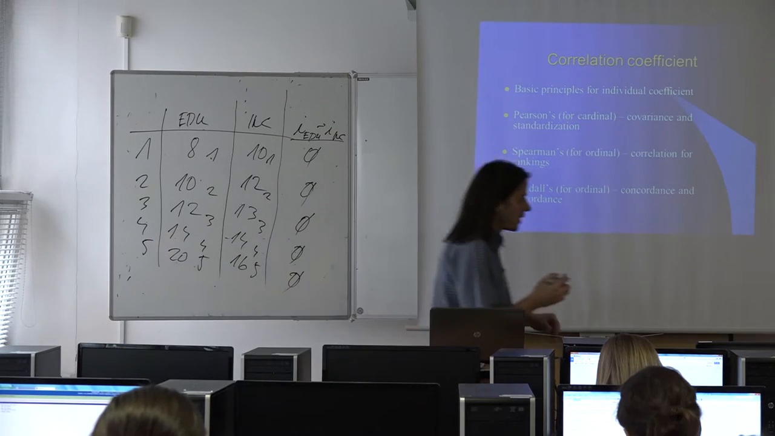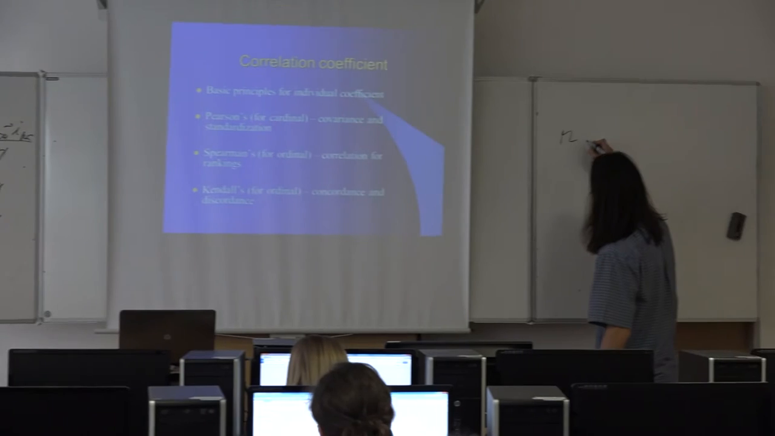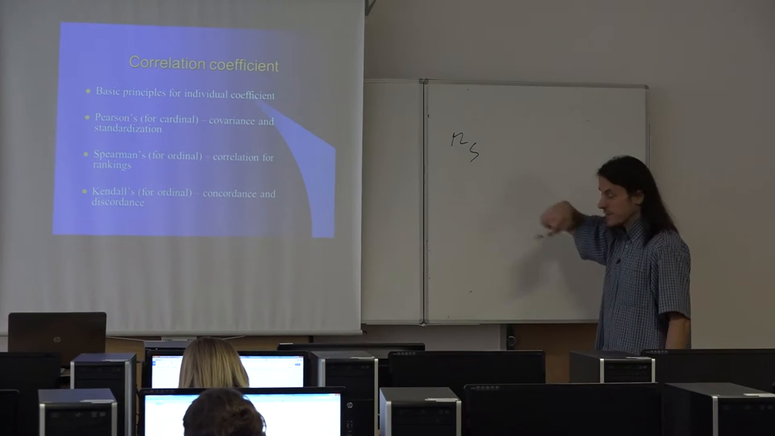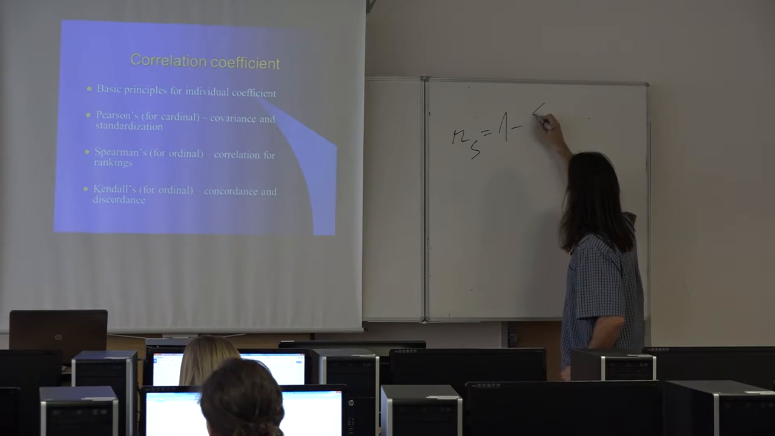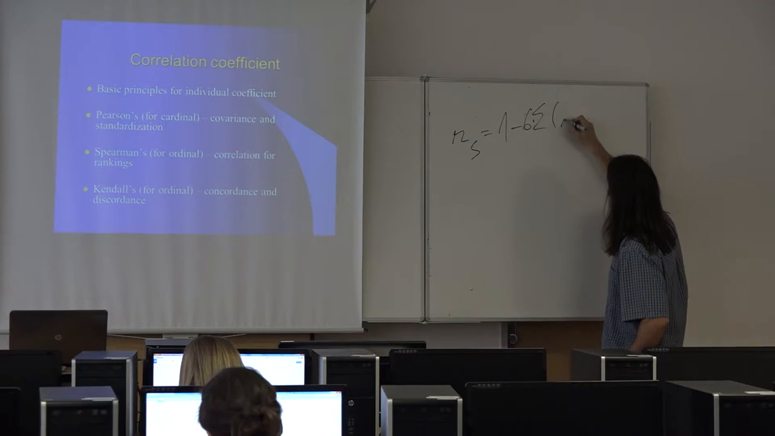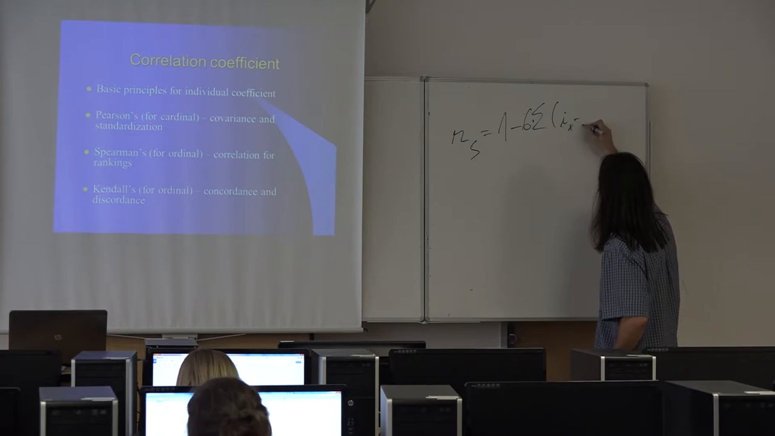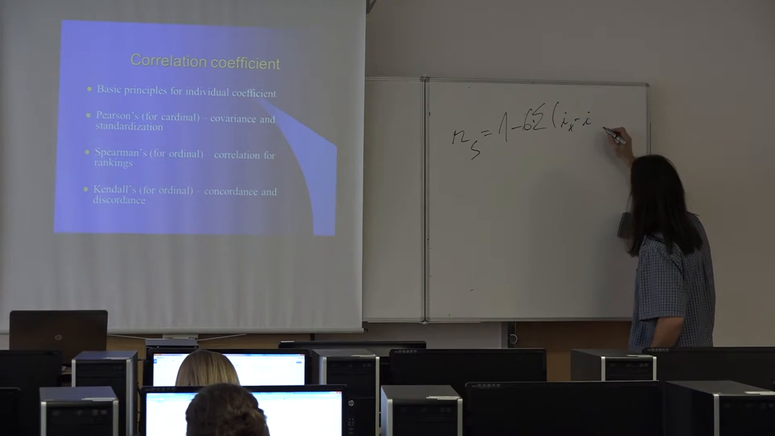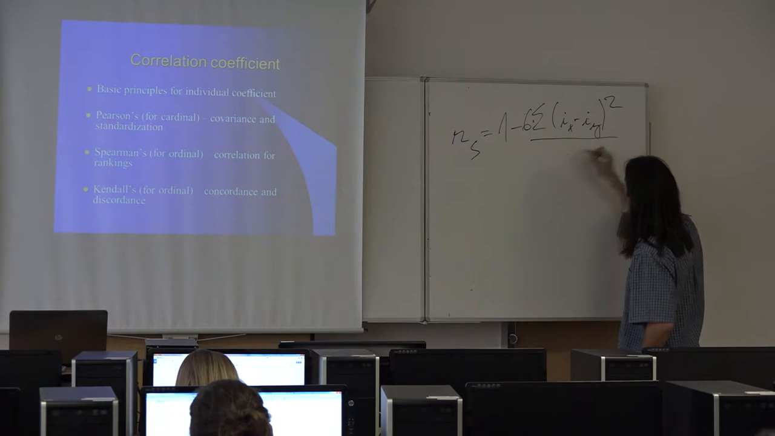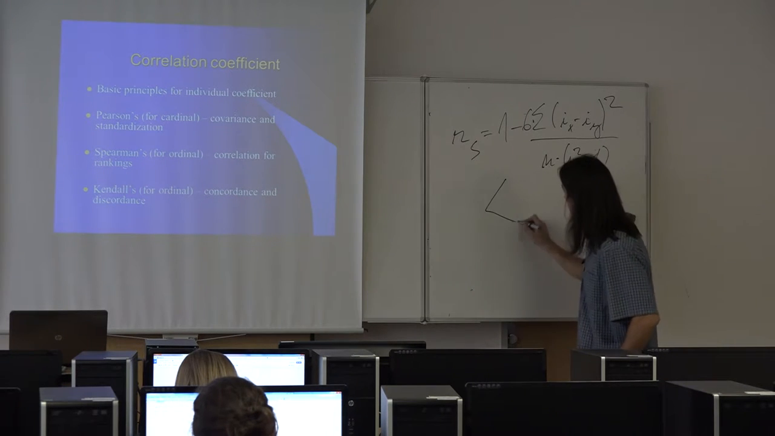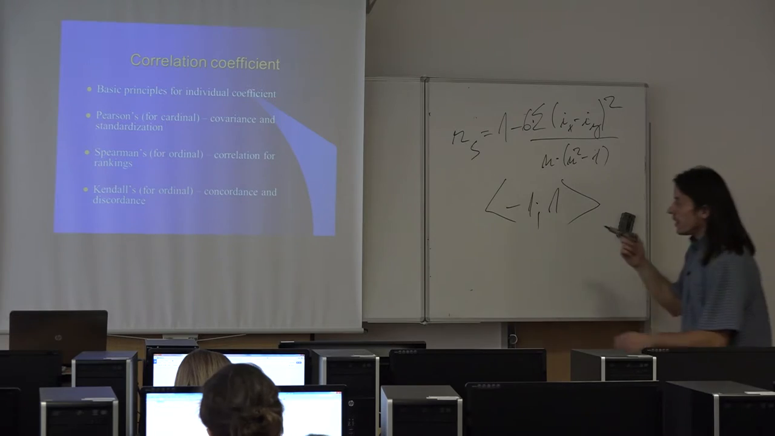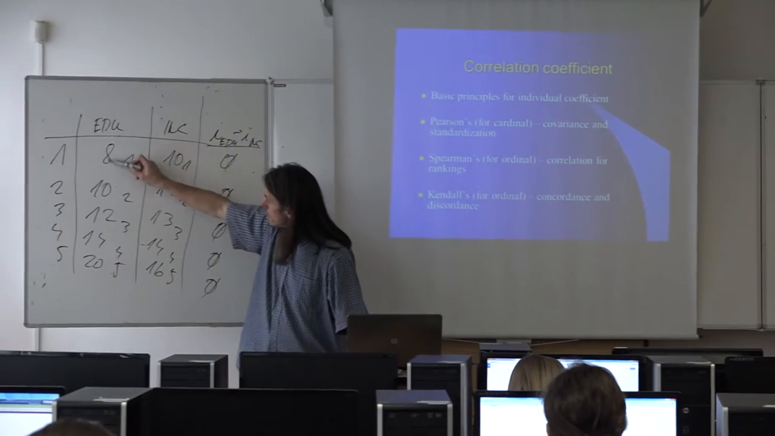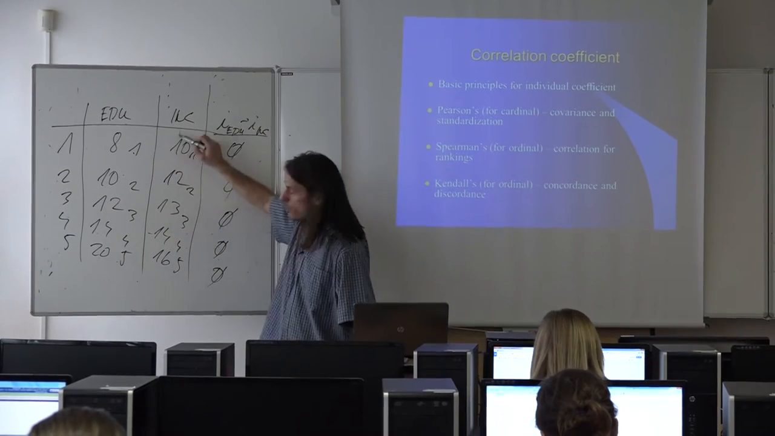The formula, once again, is not necessary to remember. For Spearman's correlation coefficient, we usually use the symbol r with index s, as it is Spearman's coefficient, and it is 1 minus 6 times the sum of these differences of rankings, d squared, divided by n multiplied by n squared minus 1. Once again, it can be proven that the range is from minus 1 to plus 1. In our case, it's a real and perfect positive relationship.